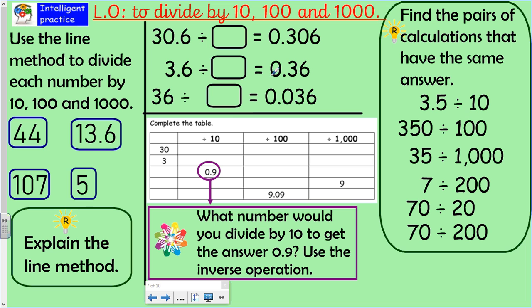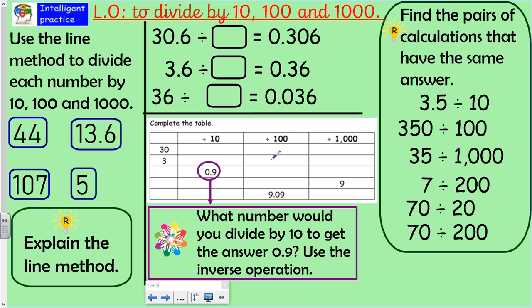Okay. Up here then, a little bit of thinking to do. So, what am I dividing by each time to get this answer here? It's either going to be 10, 100 or 1,000. So think about how far each digit has moved.